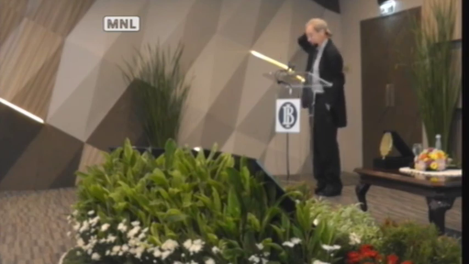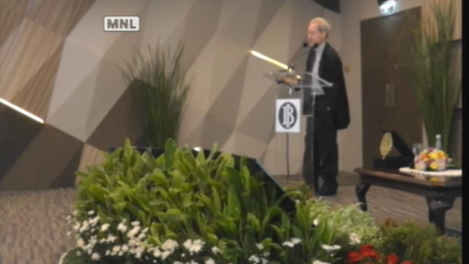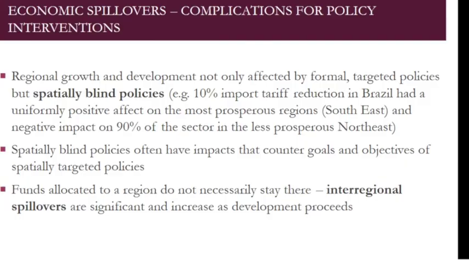The second issue is a lot of our policy interventions are what I call spatially blind. They have unintended consequences. All right? So probably 80% of the central government's budget in Indonesia is not specifically targeted to regional development, but it has a spatial impact. And we call those things spatially blind. And we found that there are some serious consequences.